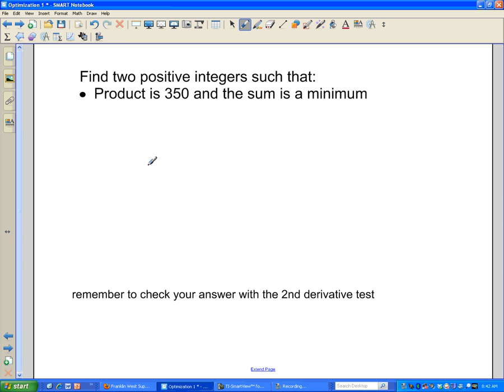So a typical problem that we might look at is something like find the two positive integers such that the product is 350 and their sum is a minimum. So we're just going to call them the two positive integers. One of them is going to be x and the other one's going to be y. Okay, so their product is 350 and their sum is a minimum. Now how do we do with a product? Product means multiply. So x times y equals 350.